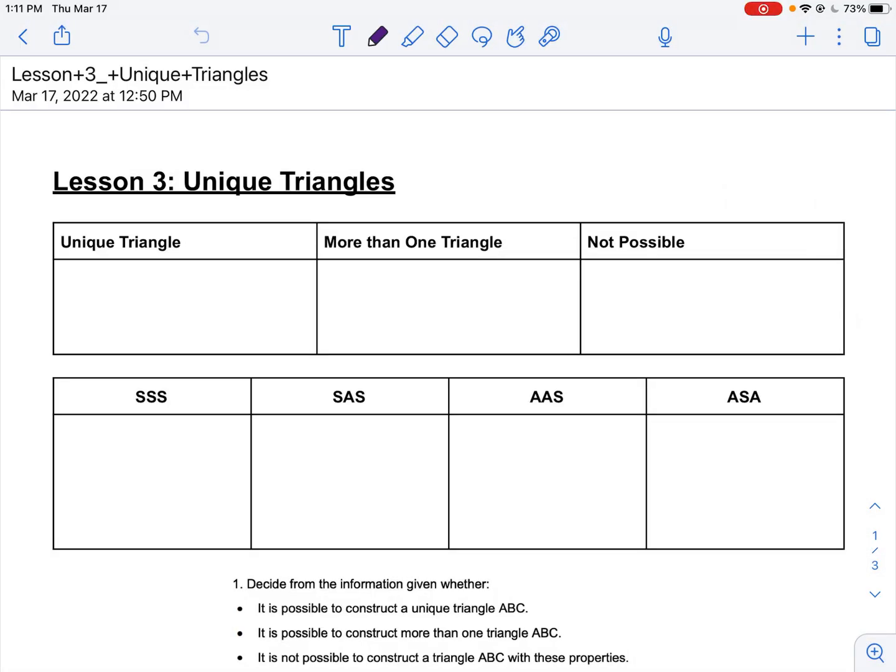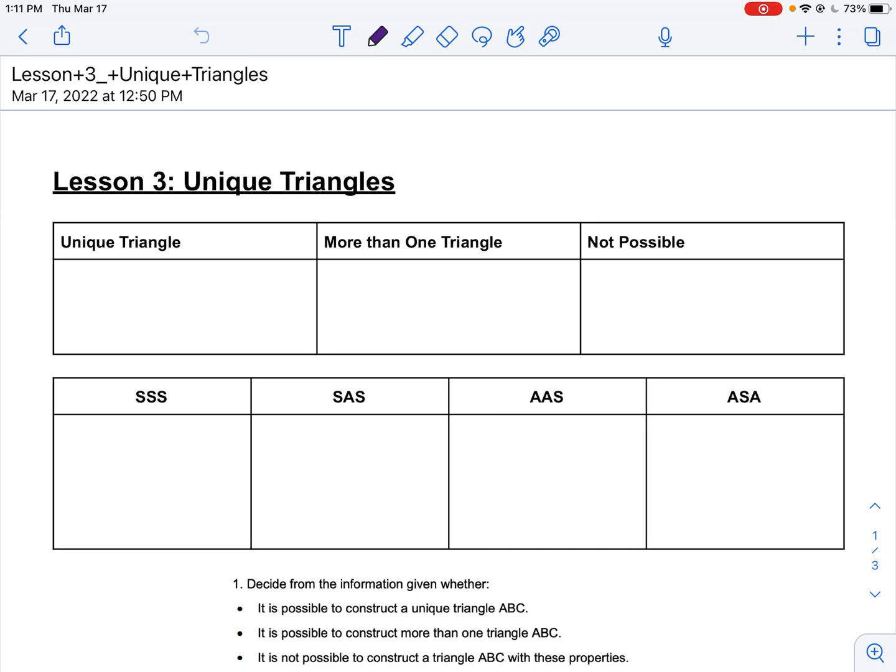All right, lesson 3. This is the last one in this little mini chapter, and it is titled Unique Triangles. So we are actually going to be able to label triangles a little further in depth. Now, this is a little tricky and challenging, so you are definitely going to need to take good notes and refer back to them. The first thing we're going to do is talk about this line that says unique triangle, more than one triangle, and not possible, which means it's not possible to label it either unique or more than one.